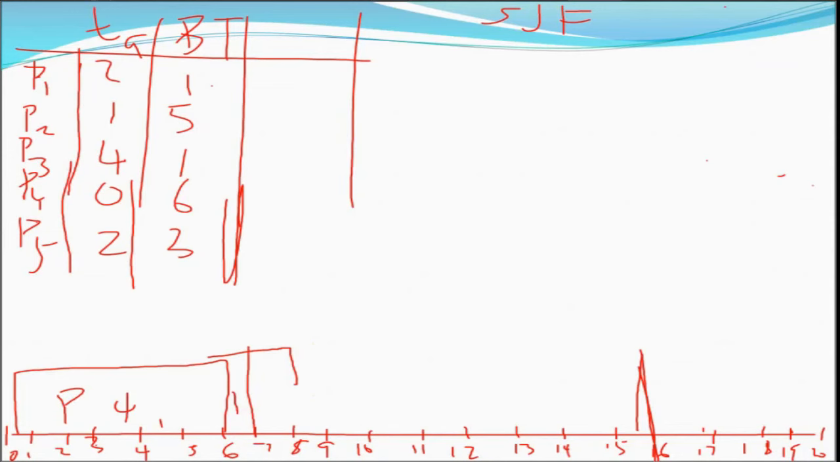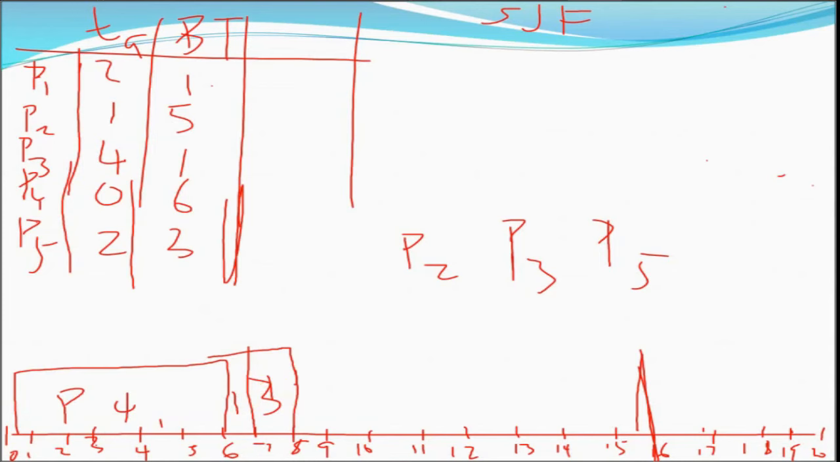Now, what's the next thing? We now look at what's left: P2, P3, and P5. So which one has the shortest burst time? It's P3, right? So P3 now also executes the 1. Okay. So now when they all enter the process, you will not consider the arrival time. You will now consider the burst time. So this is 3. Cool.